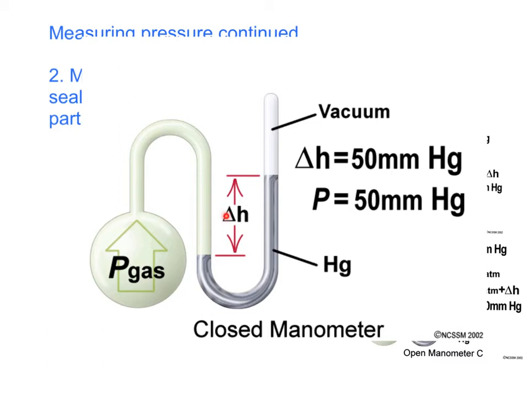And you can see we have a delta H of 50 millimeters of mercury, so the difference between this height and this height is 50 millimeters. That means the pressure can be 50 millimeters of mercury in that. So that's a closed-end manometer.